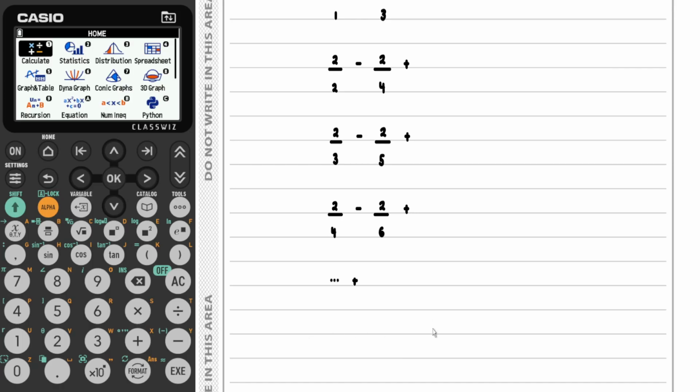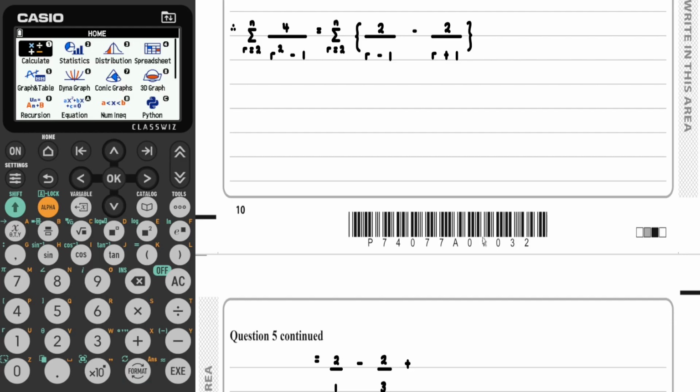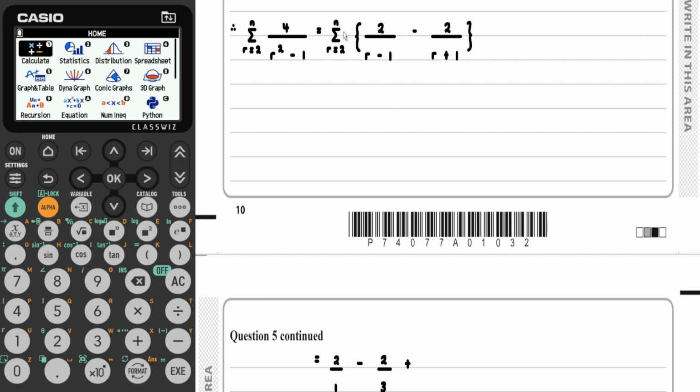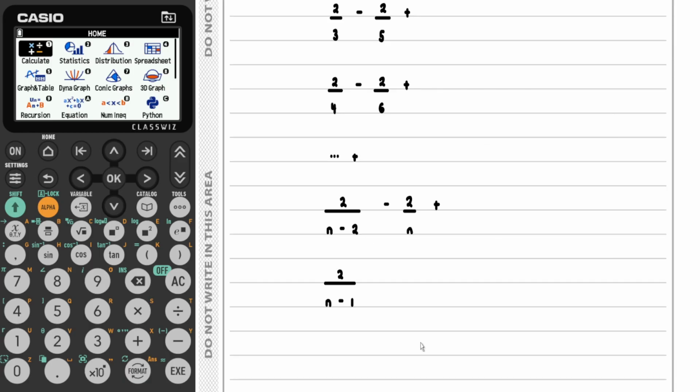So we have the middle terms, and when r equals n minus 1, we would have 2 over n minus 1 minus 1 subtract 2 over n minus 1 plus 1. That will be 2 over n subtract 2 subtract 2 over n. Finally, when r equals n, we have 2 over n minus 1 subtract 2 over n plus 1. That will be 2 over n minus 1 subtract 2 over n plus 1.